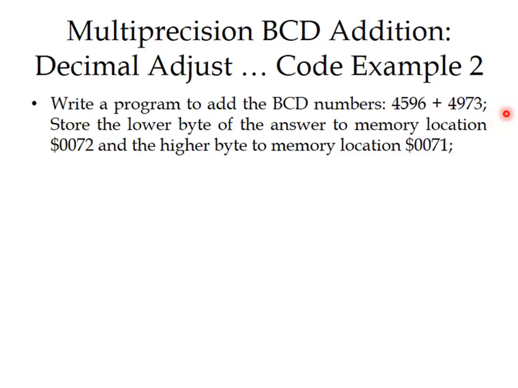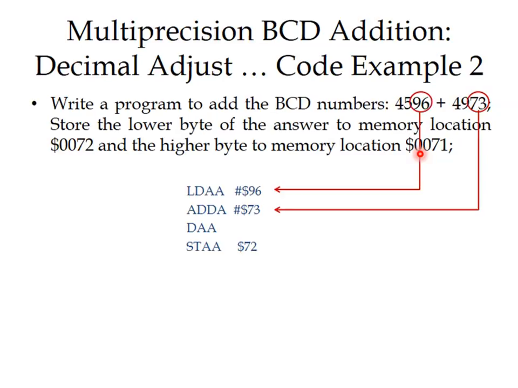You add the lower byte first and then the higher byte, right? So you will end up having 2 bytes in the answer, maybe a little more than 2 bytes, because you might have a carry at the end. If it is 2 bytes, you will save the lower byte into 0072 and the higher byte into 0071. These memory locations, 71 and 72, we just selected randomly. Let's see how we fix it.